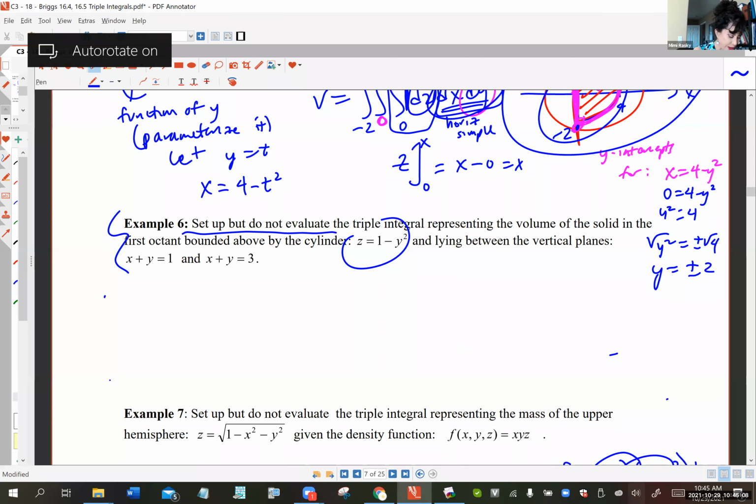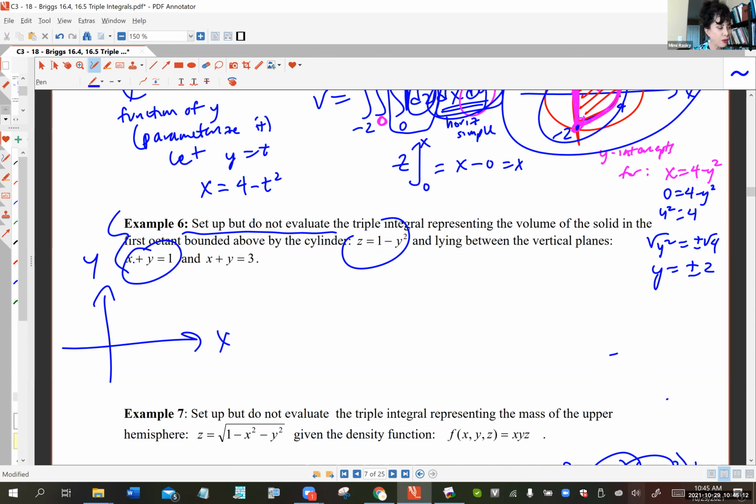So the base of the solid, let's do that first. If you graph x + y = 1, I'm going to make it easier. Let's graph y = 1 - x, and I'm only graphing the part there in the first quadrant. And then y = 3 - x. Okay. So this is the base of the solid. Oh, no, wait. Sorry, I got one more thing.